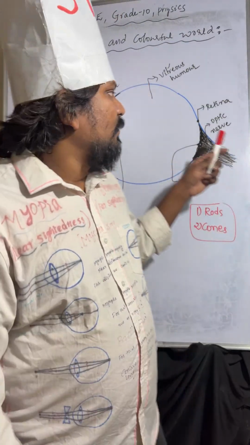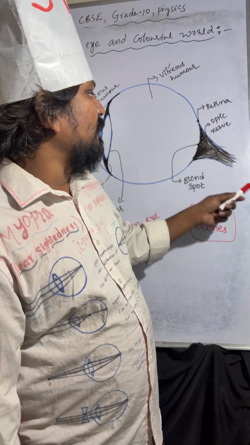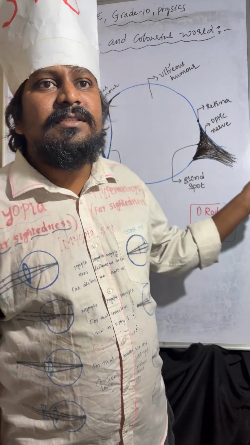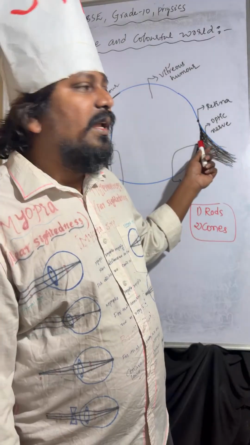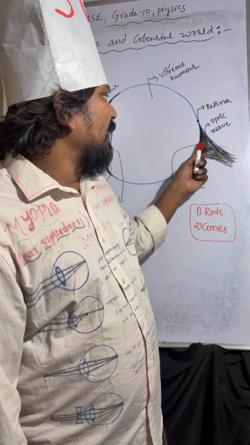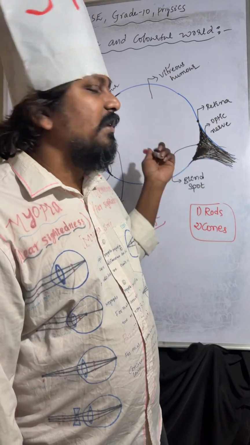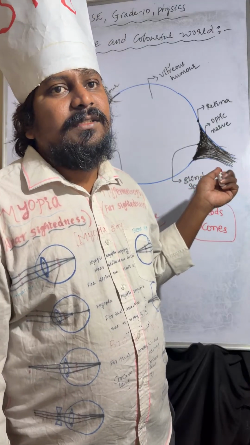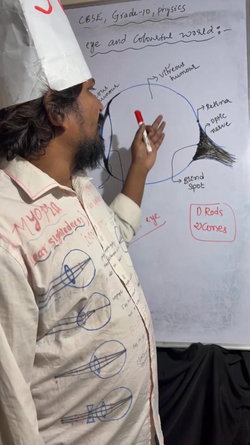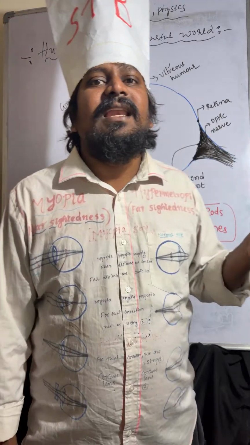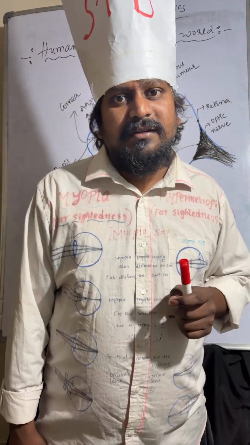All nerves are moving towards this point, and at this point all the nerves are meeting. That is the blind spot. I hope it is very clear. The optic nerve carries the electrical signals to the brain, right?